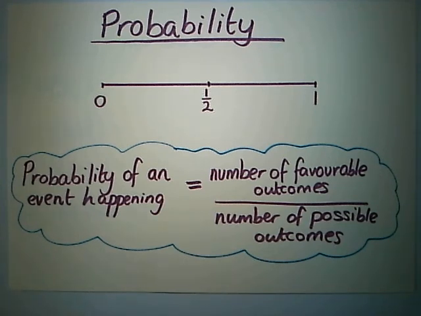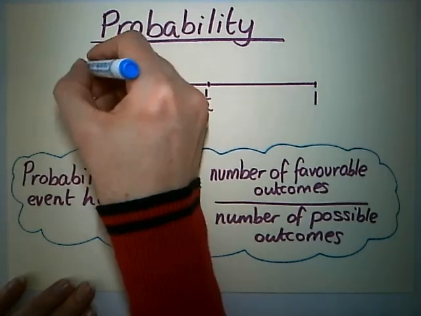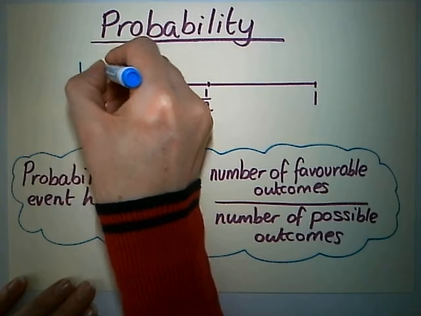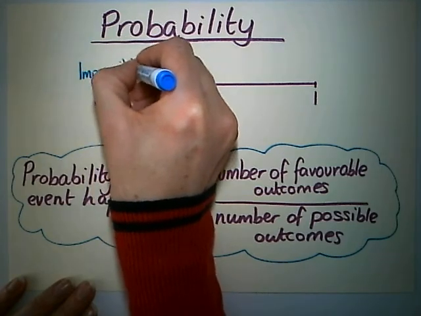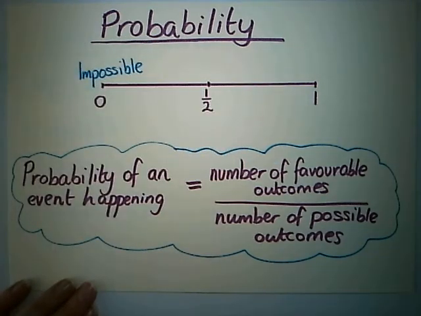Probability is the likelihood or chance of an event happening. And in number terms, probability goes from 0 up to 1. 0 in probability means impossible. So if something absolutely cannot happen, not just unlikely, if it absolutely cannot happen, we would say it has a probability of 0. So for instance, if today is Monday, tomorrow cannot be Friday. So that would be impossible.